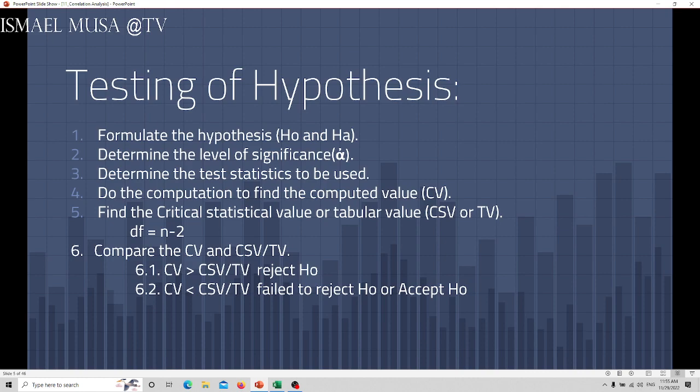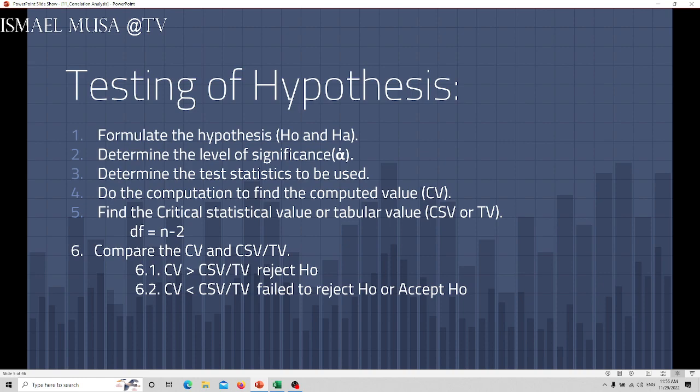Now, step number 3 is you determine the test statistic to be used. Since this video is all about correlation, the test statistics to be used are any of the following: Pearson r, Spearman rank. We also have the special case of Pearson r, which is the point-biserial correlation. Then you may also use multiple regression. In case your data is categorical, the chi-square test of association has to be used, right?